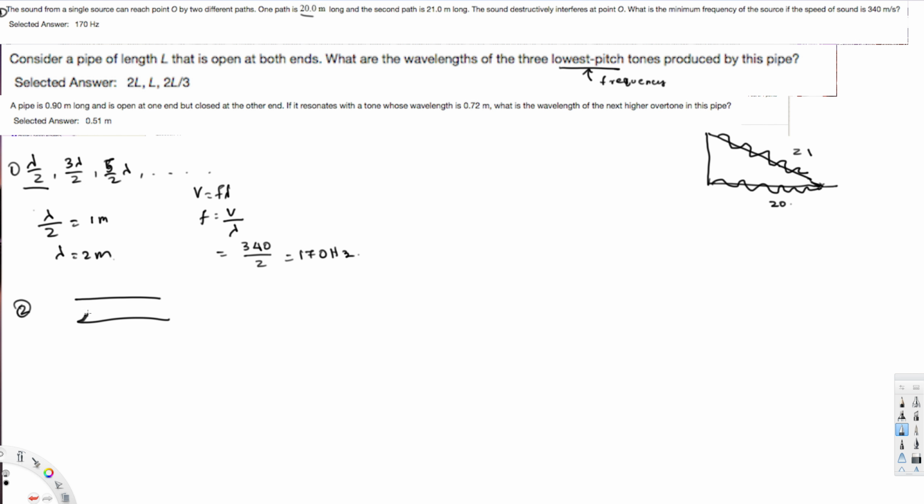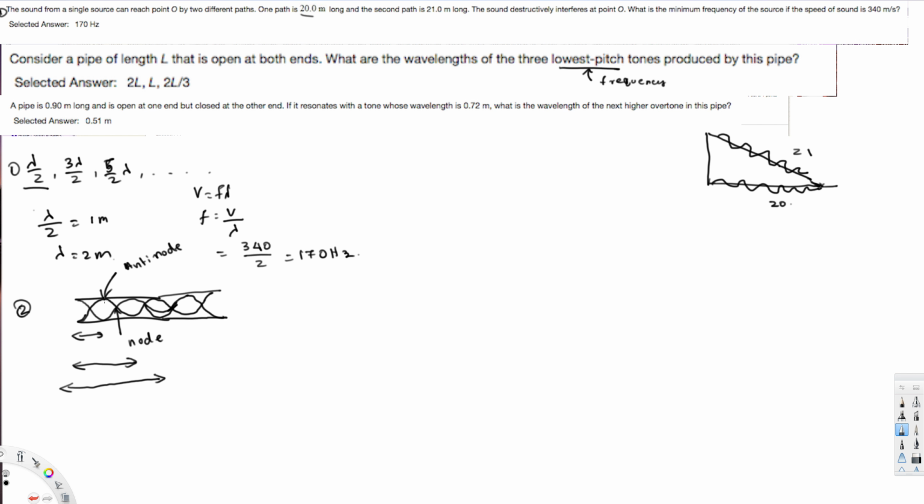For example, if I draw the waves right here, we need the first three modes of this one. So this is going to be open. The antinodes are the ones on top, and this is an antinode and this is a node. According to the question, they are asking for the three lowest pitch tones produced by this pipe. The first one is going to be this length, the second one is going to be this length right here, and then the third one is going to be right here.